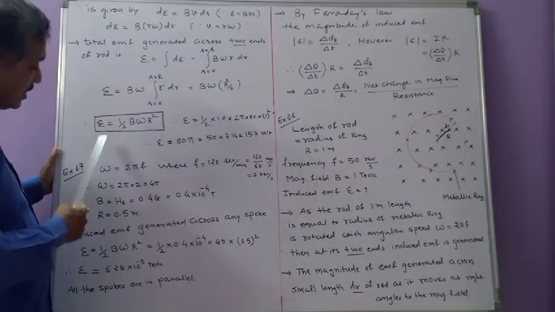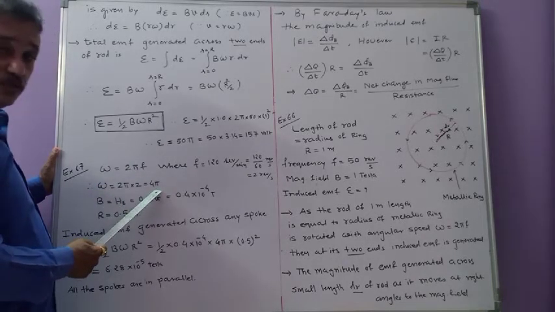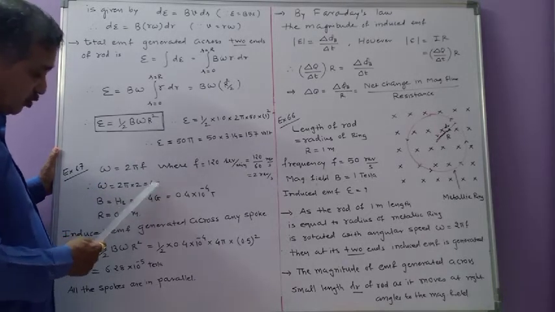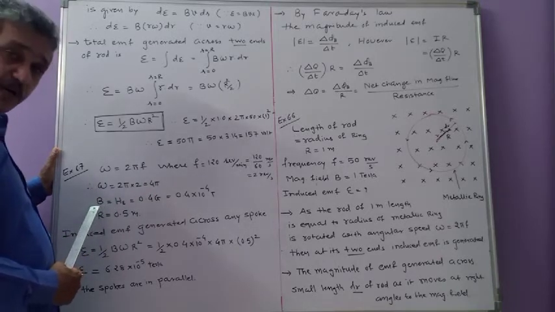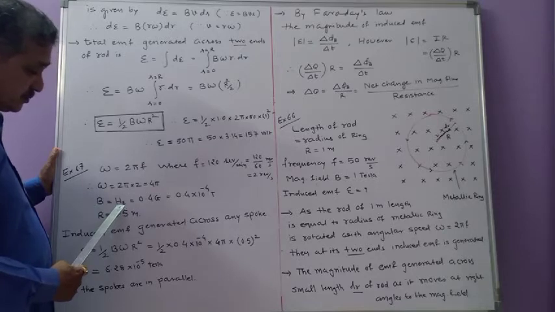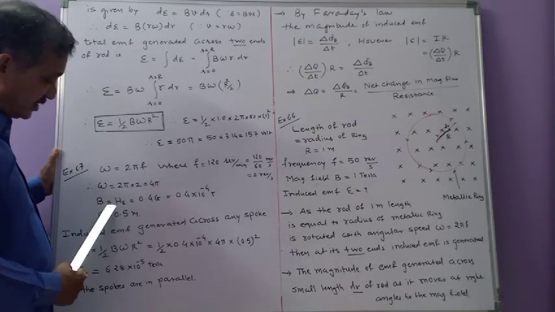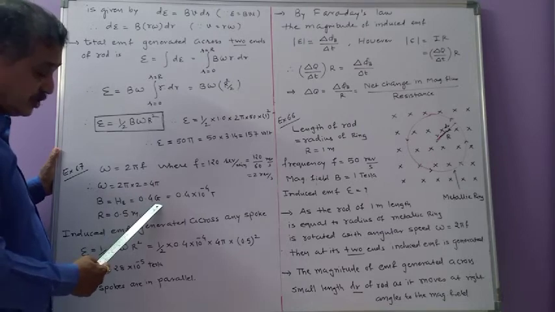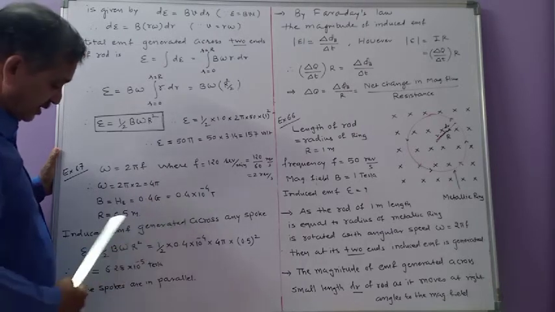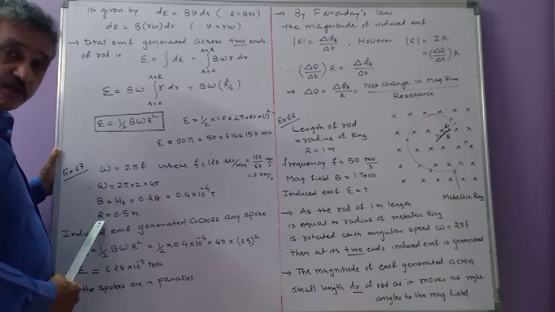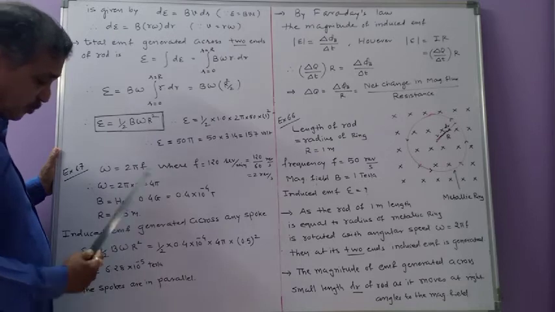The induced EMF generated is 1 half B omega r square. Omega equal to 2 pi into 2 because f is 2, it is equal to 4 pi, and this conducting spoke is placed perpendicularly to the horizontal component of Earth's magnetic field, that is He. So it is equal to how much given, 0.4 Gauss, and 1 Gauss equal to 10 raised to minus 4 Tesla, and radius of wheel, that is the length of each conducting spoke, is 0.5 meter.